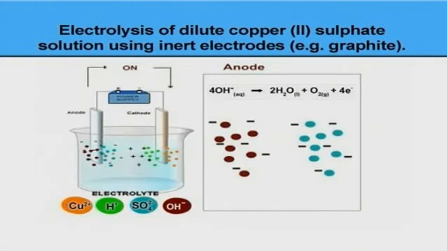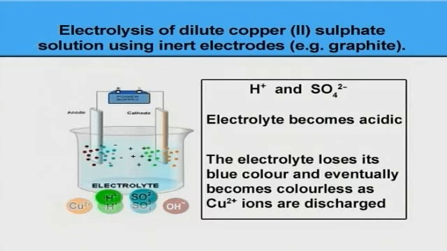At the anode, both the sulfate and hydroxide ions migrate to the positive electrode. Hydroxide ions will be preferentially discharged as hydroxide is lower in the series and requires less energy for oxidation. Since the hydrogen and sulfate ions are left behind, the electrolyte becomes more acidic and the solution loses the blue color since the copper 2+ ions are discharged. The copper 2+ ions are blue in aqueous solution.